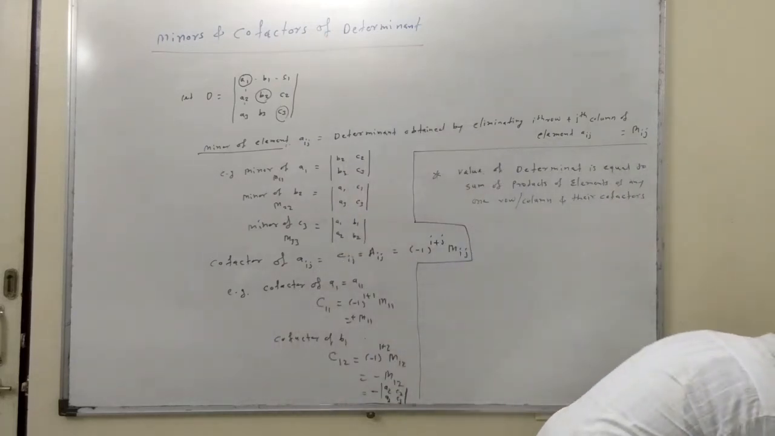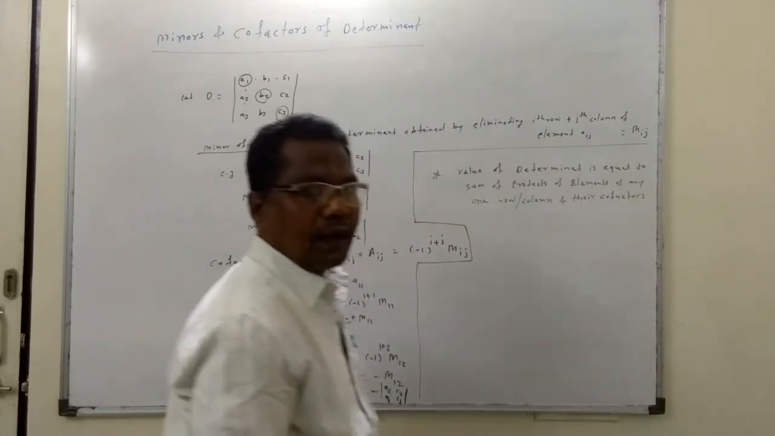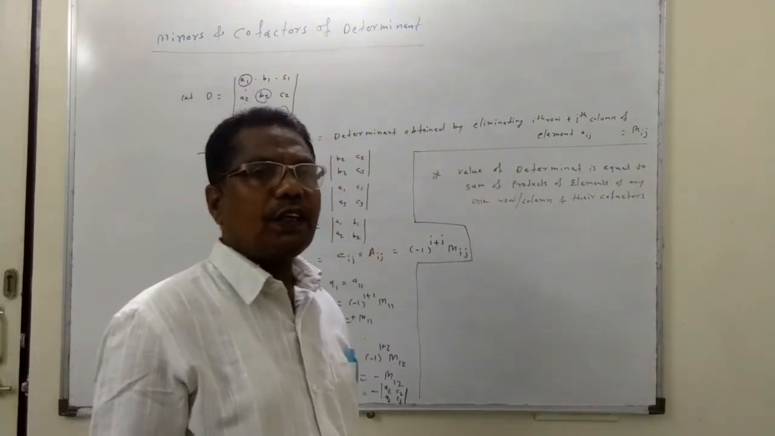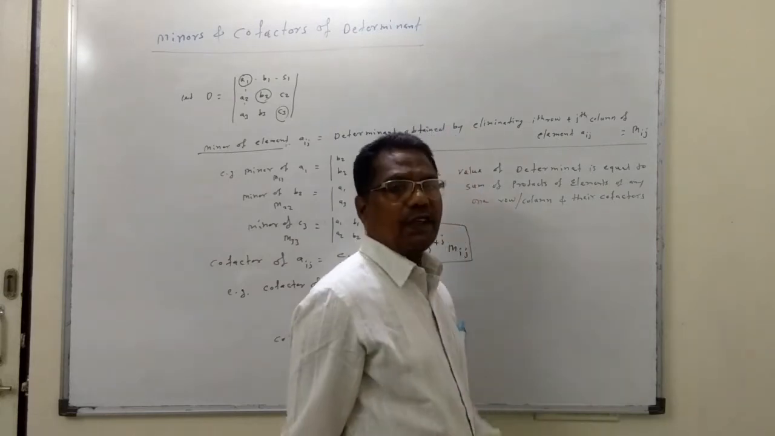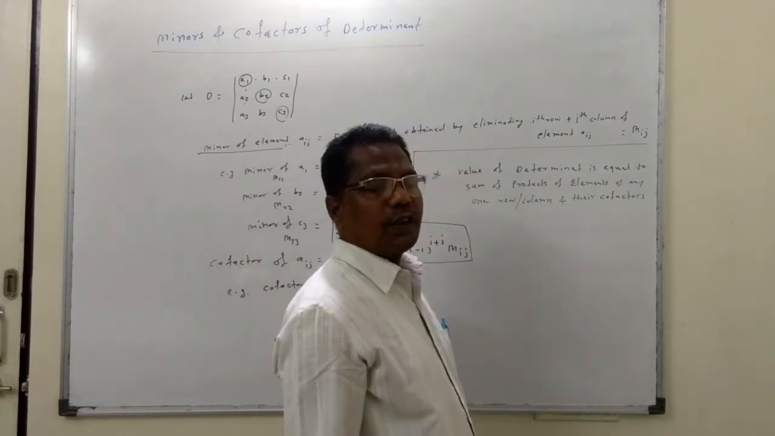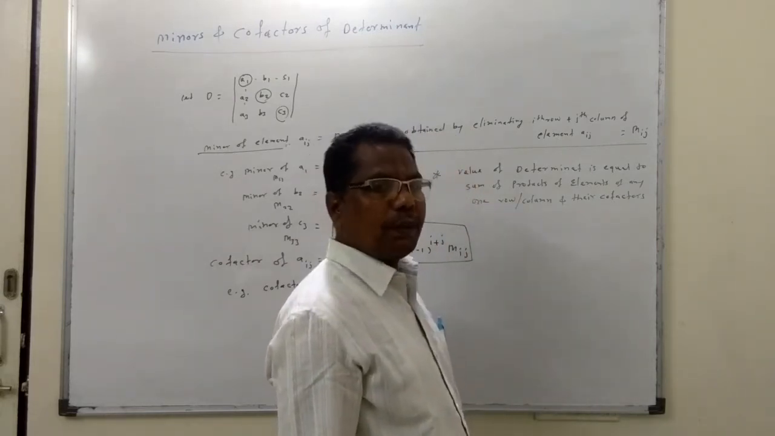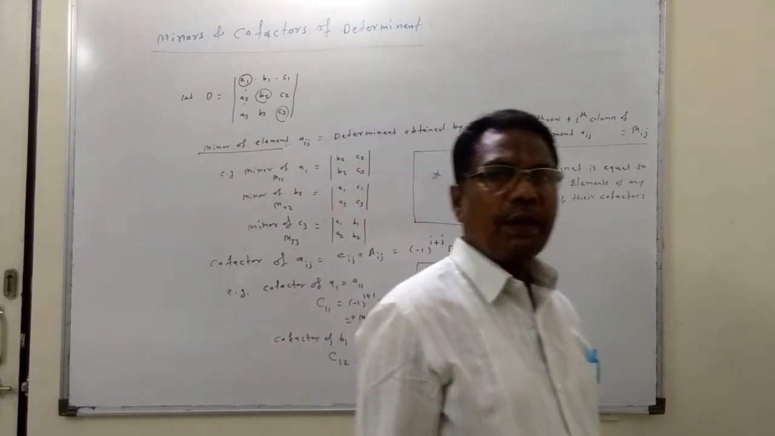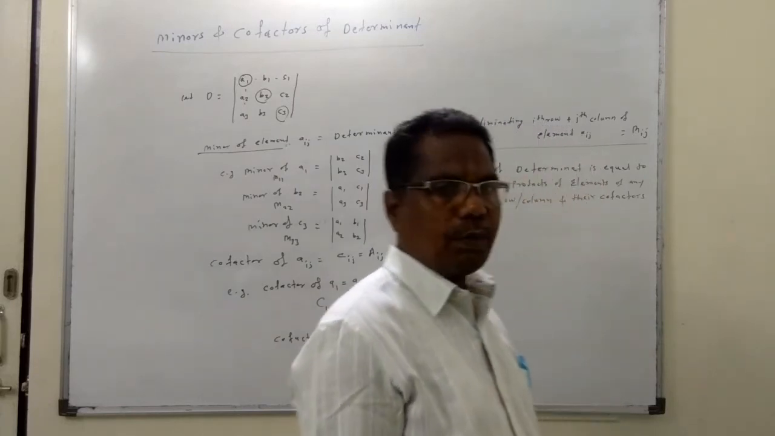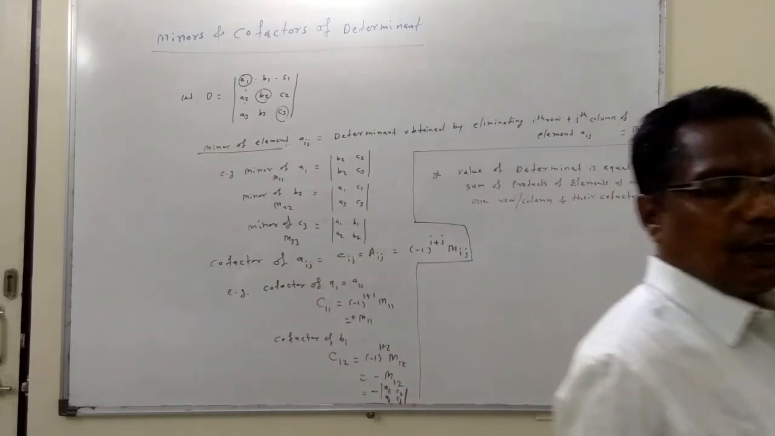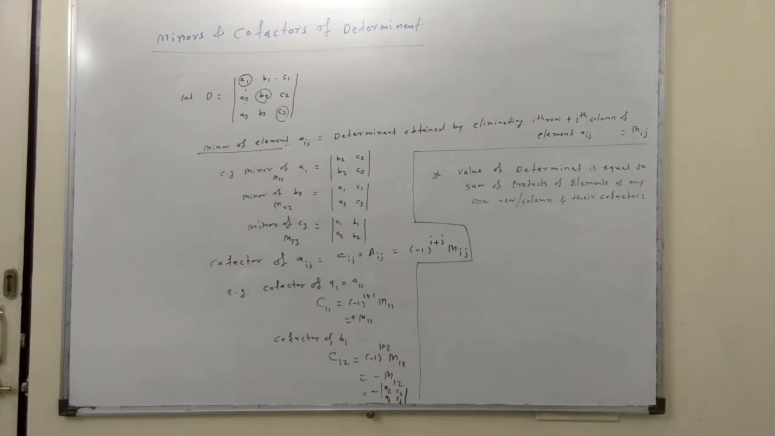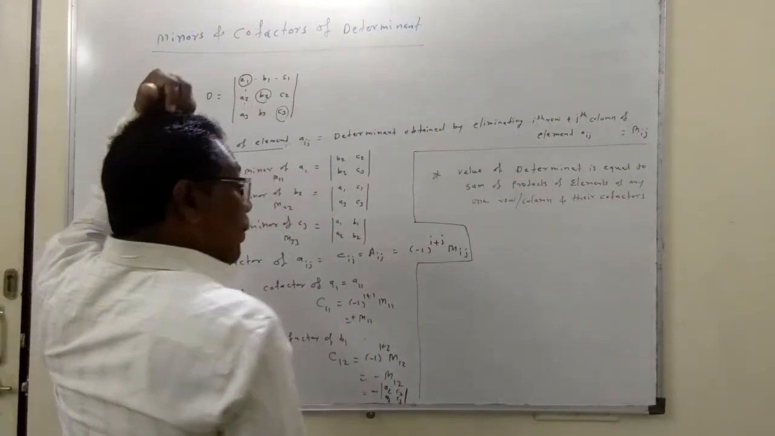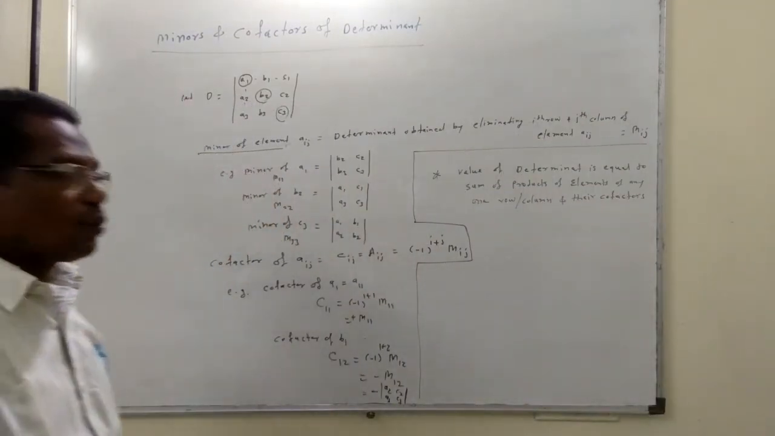Now you know that initially, when we evaluated the value of a determinant of order 2 or order 3, we expanded the determinant in terms of the elements of the first row. So regularly we find the value of the determinant by expanding the determinant in terms of the elements of the first row.